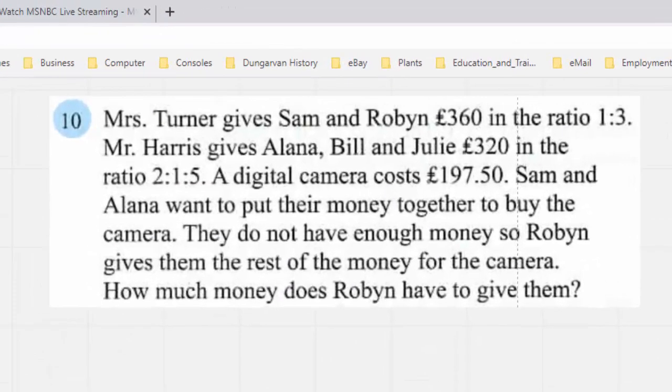Question 10. Mrs. Turner gives Sam and Robin £360 in the ratio of 1 to 3. Mr. Harris gives Alana, Bill and Julie £320 in the ratio of 2 to 1 to 5. A digital camera costs £197.50. Now Sam and Alana want to put their money together to buy the camera. They don't have enough money, so Robin gives them the rest of the money for the camera. And what we've got to find out is how much money does Robin actually give them.